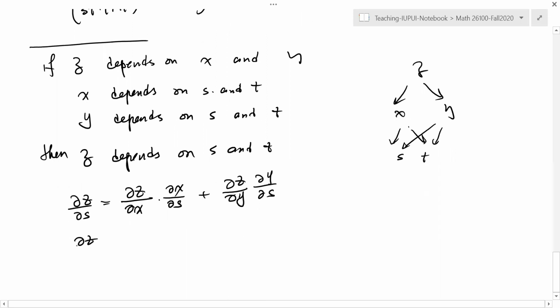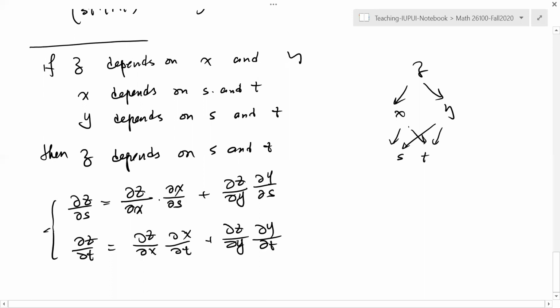Then similarly, you will have this formula. So that will be two partial derivatives. And this is the chain rule.